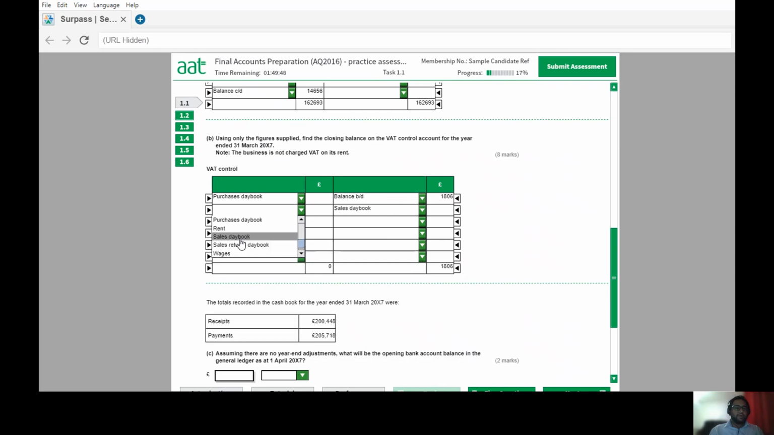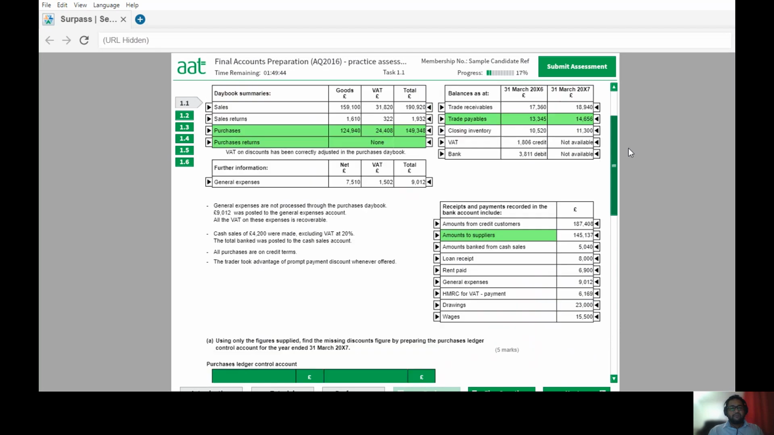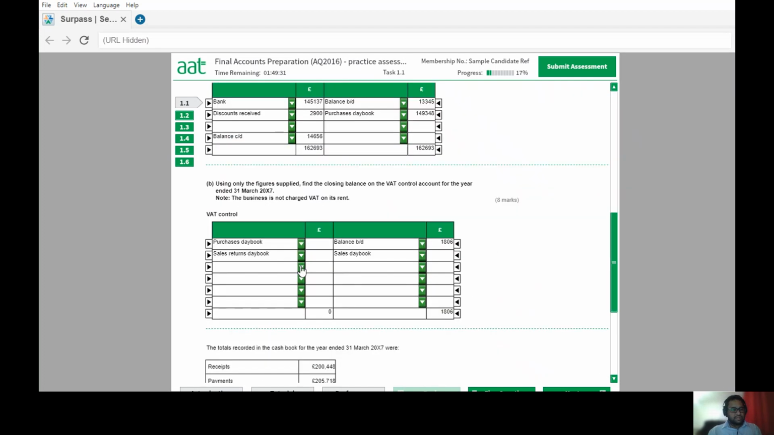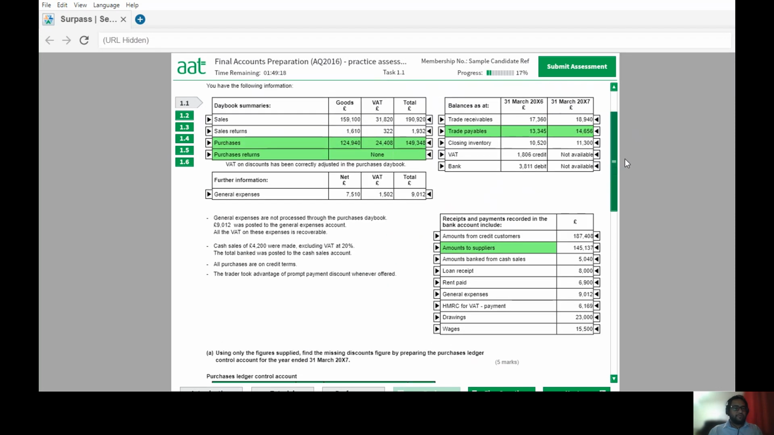So let's have a quick look at that sales return. And then obviously we have more VAT to account for on the general expenses. If the expenses account is a debit entry, the VAT of £1,502 is going to be on the debit side as well. So here we're going to have a quick look at that. And general expenses, where are you? There you go, general expenses. Do we have anything else we have to account for?